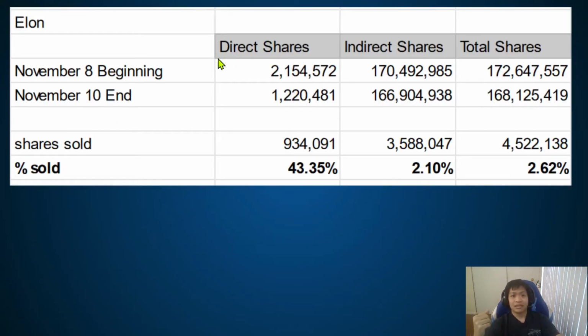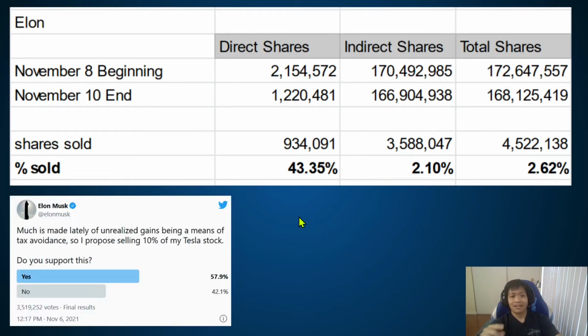So let's just take a quick look at these numbers. If you look at the direct shares and indirect shares right now, you can see that for percentage sold, he sold a little bit over 43% of his direct shares, and he only sold a little bit above 2% of his indirect shares. When you look at everything in total over here, direct shares and indirect shares combined, he sold roughly 2.62% of his total shares. Now, when you compare this to what he was talking about on Twitter, he was proposing selling 10% of his Tesla stock. So he only sold about 2.62% so far.